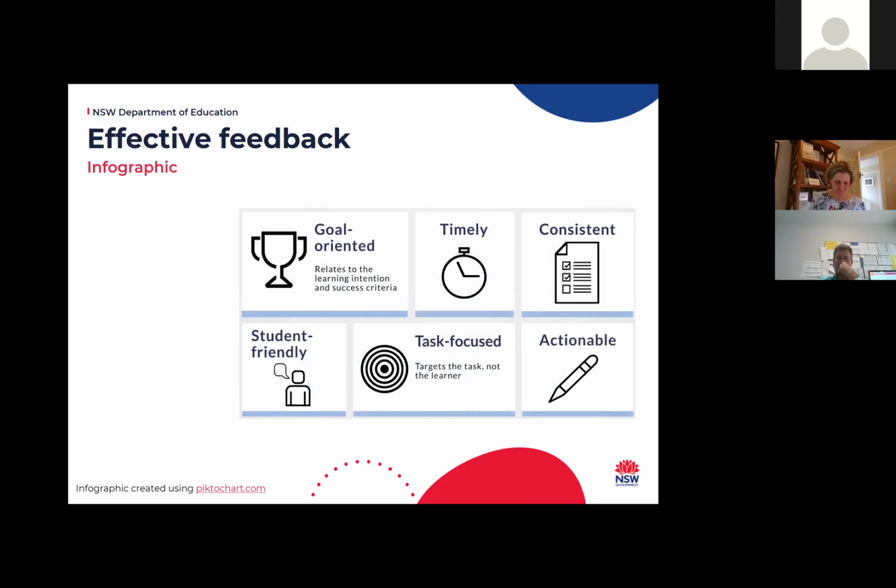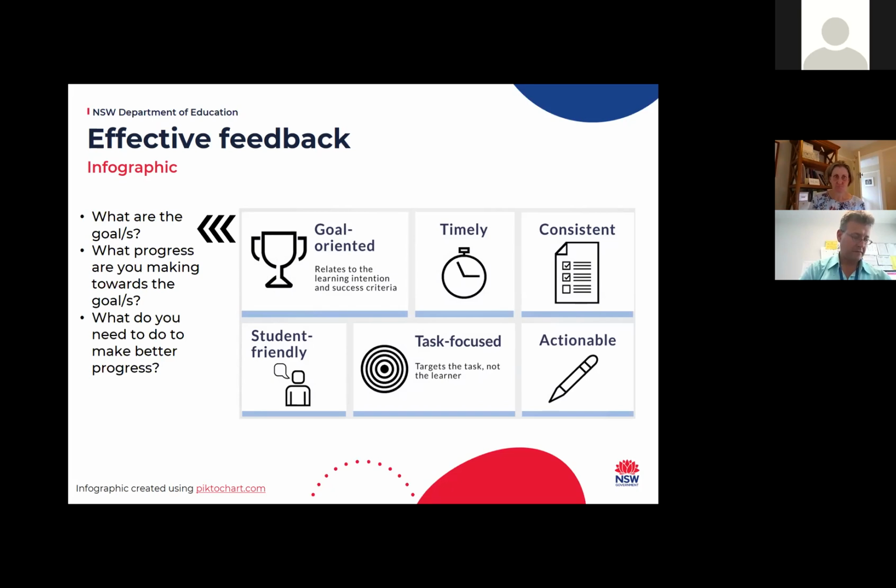Let's look closely at what makes feedback effective. Firstly, it's goal-oriented. Linking your feedback to the learning intentions and success criteria supports students to have a greater understanding of what they are learning and the end goal of this learning. Focus on 3 key feedback questions. What are the goal or goals? What progress are you making towards the goal or goals? And what do you need to make the progress better?